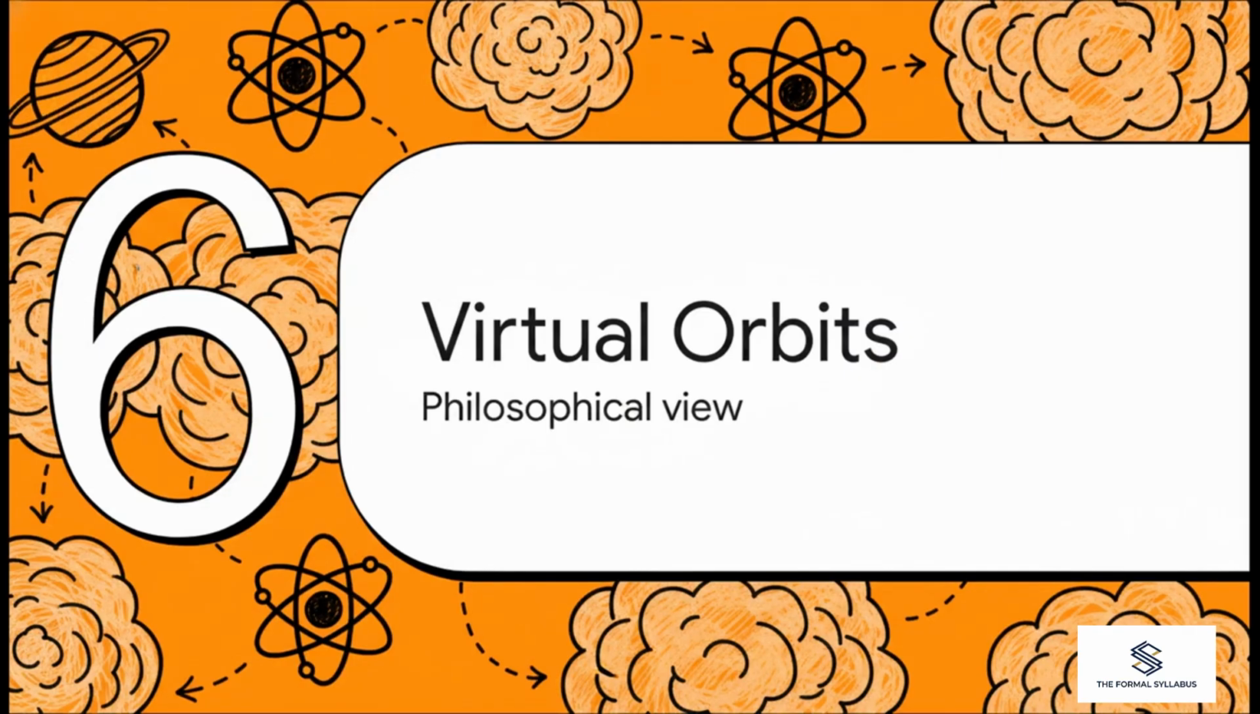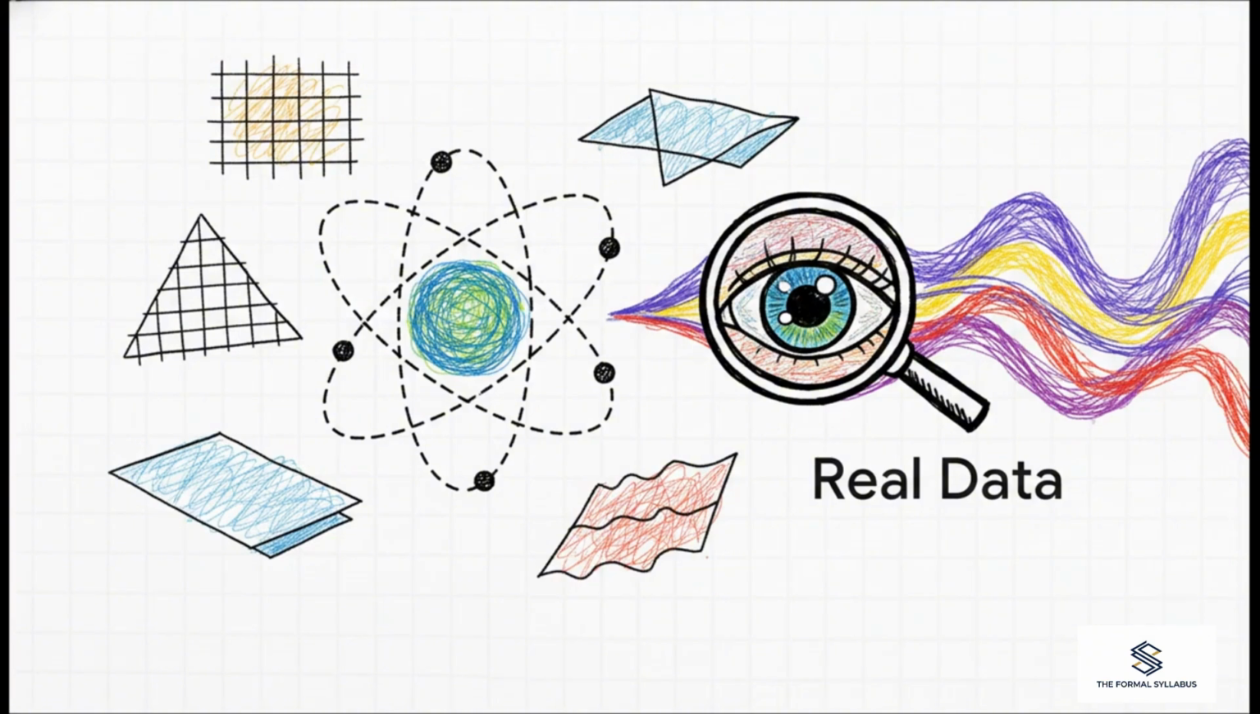Section 6. The philosophy of virtual orbits. Now, what's really interesting about this slide is how we resolve a massive historical paradox. Back in the 1920s, Heisenberg famously threw the whole concept of orbits right in the trash. He argued that physics should only rely on real, observable data, like spectral lines. Yet, we literally just used orbits to successfully predict that exact data.